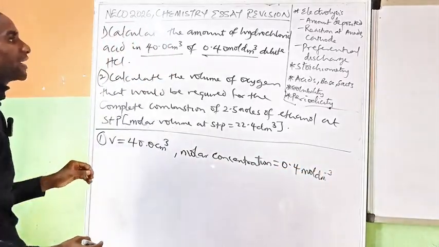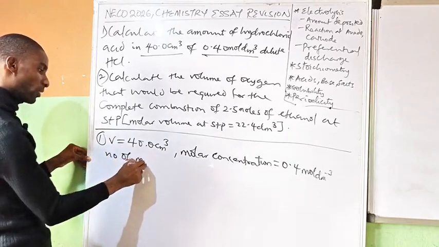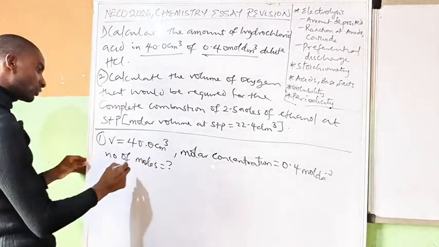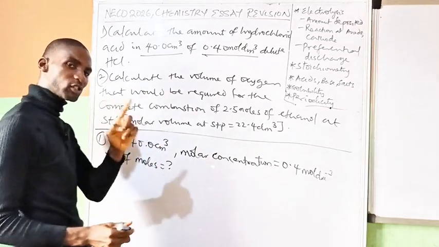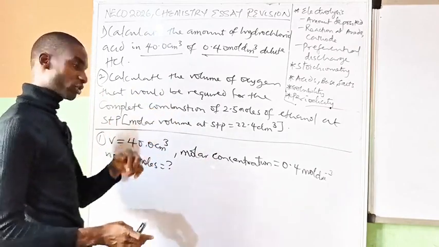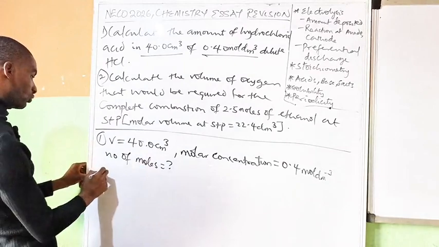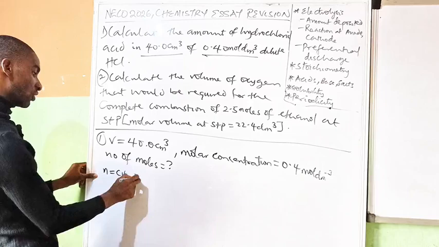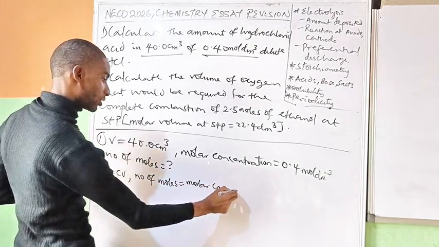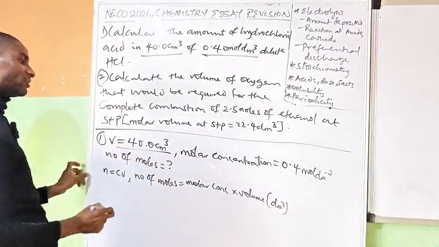And they are asking us to calculate the amount of hydrochloric acid. So it could be that they are asking us for the number of moles of this HCl. How do you calculate the number of moles? The formula I gave you earlier, the first equation is number of mole equals mass over molar mass. And the second one is number of mole equals molar concentration times volume. Now we have molar concentration, we have volume. And then we can use that second equation, which is N equals CV. That is number of moles equals molar concentration times volume. You remember the volume is in dm cube, so you are going to have to convert this to dm cube.